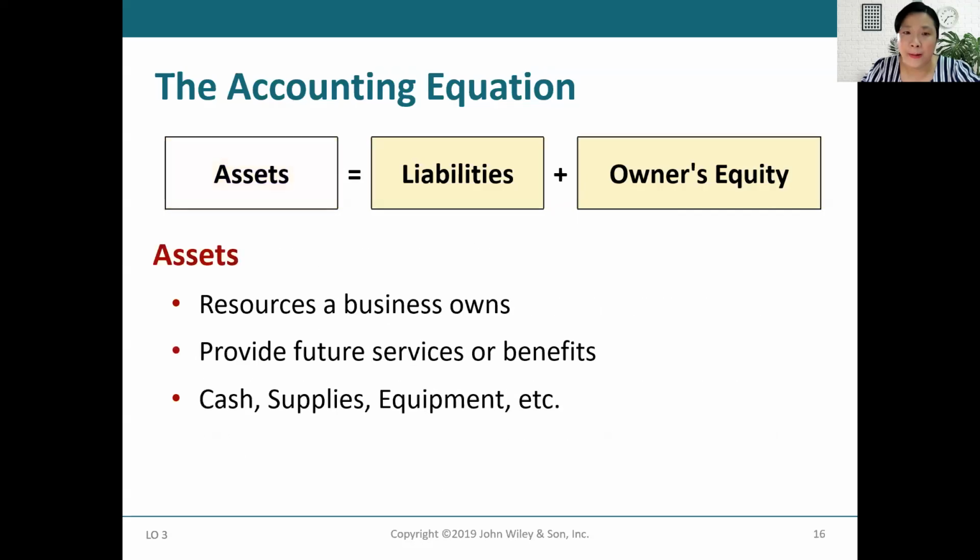All right, now let's continue. So assets mean the resources that a business owns, okay? And it will provide future service or benefits. For example, cash, supplies, or equipment, all right? So I will explain more clearly about this.